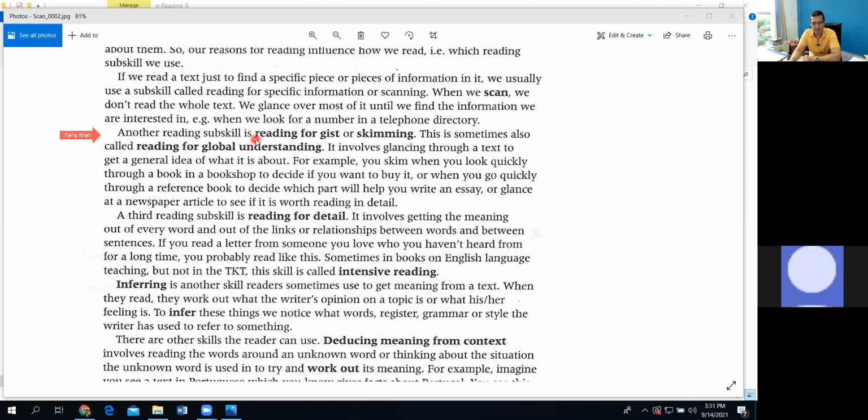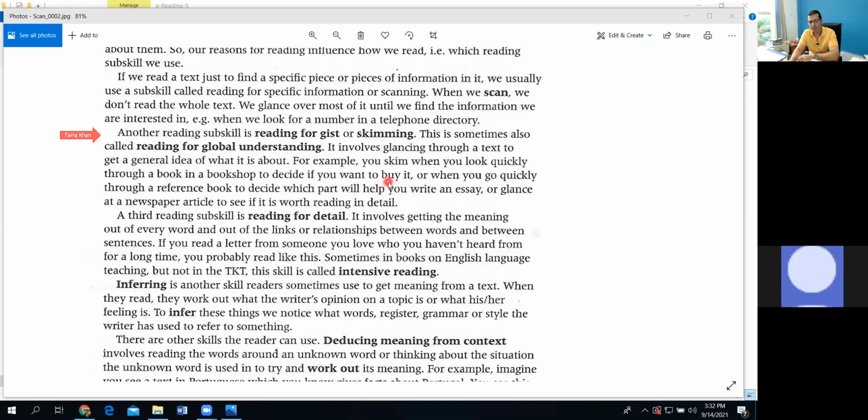Another reading sub-skill is reading for gist or skimming. This is sometimes also called reading for global understanding. So you can call it reading for gist. Sometimes they will say skimming. Sometimes they will say reading for global understanding. Global understanding, overall understanding of the things. It involves glancing at a text to get a general idea of what it is about.